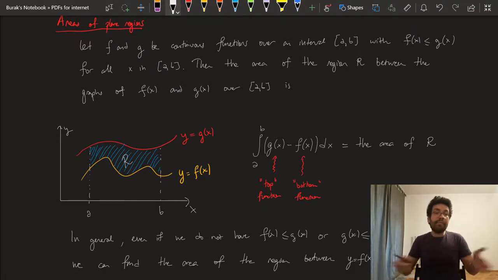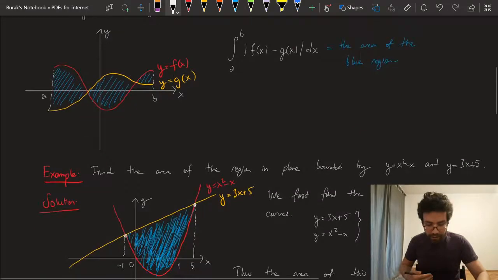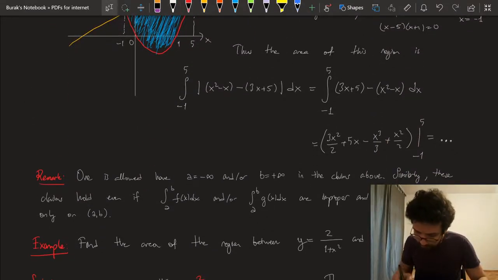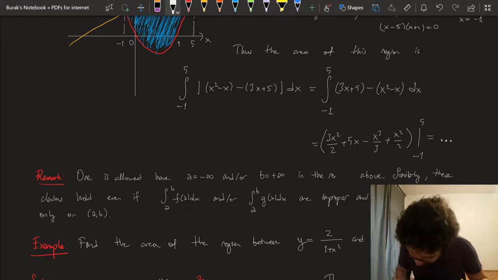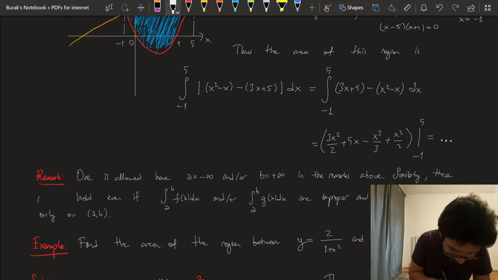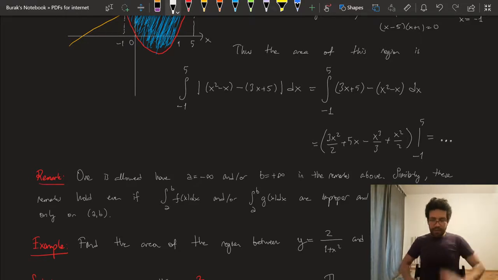Or maybe a and b are negative infinity and positive infinity respectively, so you have improper integrals of the first type. All these remarks still apply, okay? In the claims, remarks above, similar remarks hold.